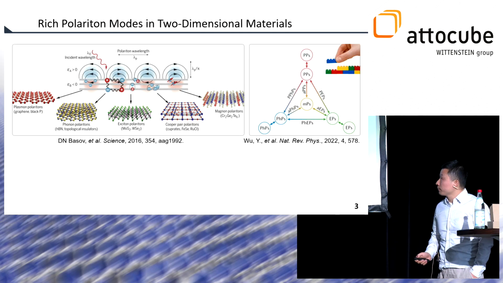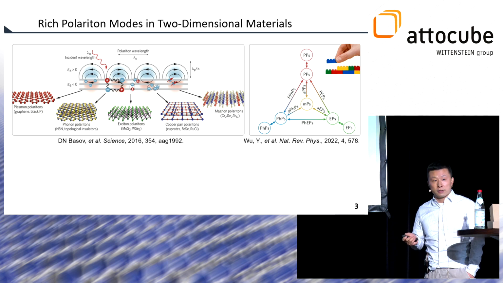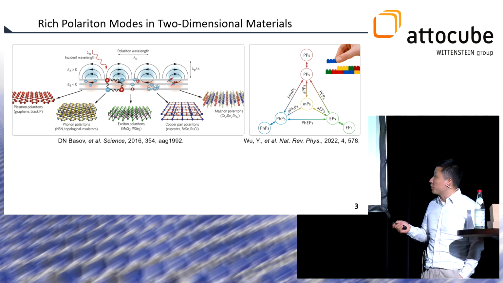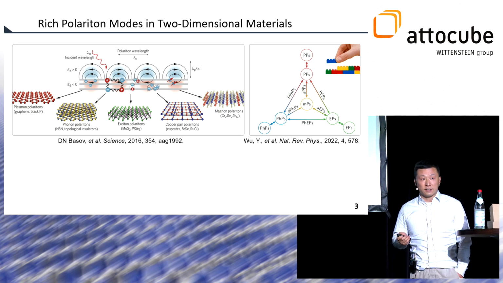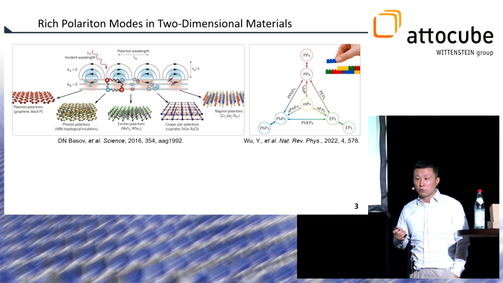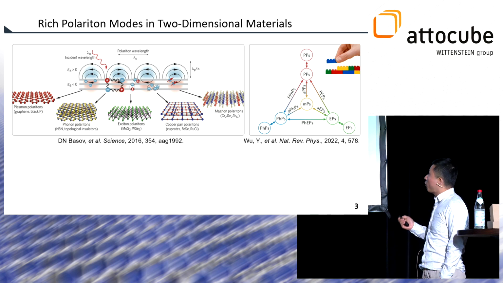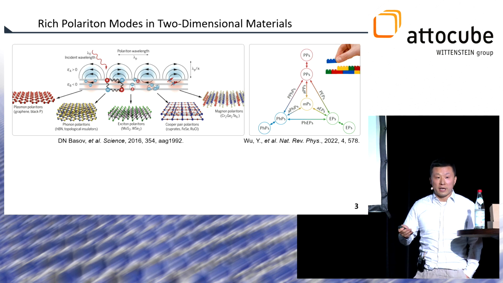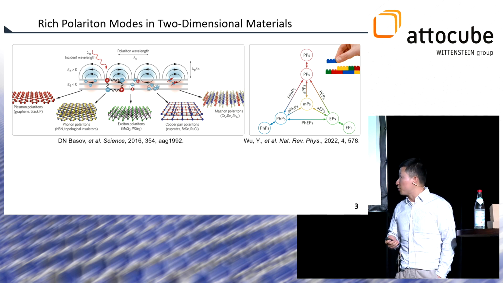And when it comes to materials, the 2D family has a lot of different kinds of materials, so it can support different kinds of polaritons. And more interesting is that you can just stick these layered materials together, right? And create van der Waals materials, and explore even more exotic hybrid polariton modes, okay?